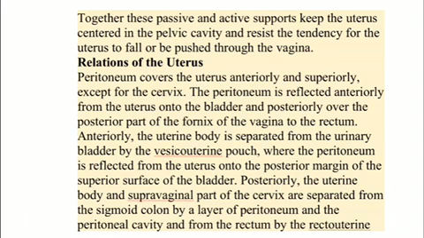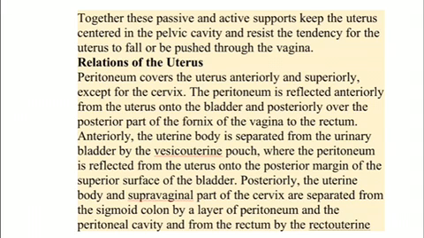What about the relations of the uterus? Peritoneum covers the uterus anteriorly and superiorly except for the cervix. The peritoneum is reflected anteriorly from the uterus onto the bladder. The peritoneum is also reflected posteriorly over the posterior part of the fornix of the vagina to the rectum.